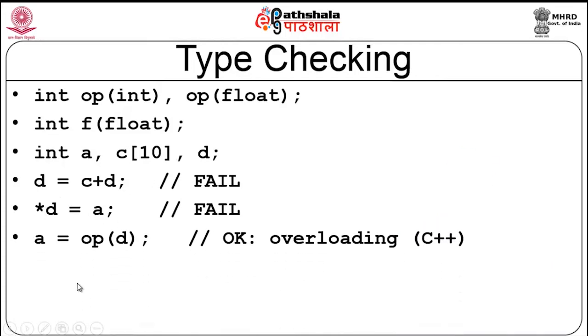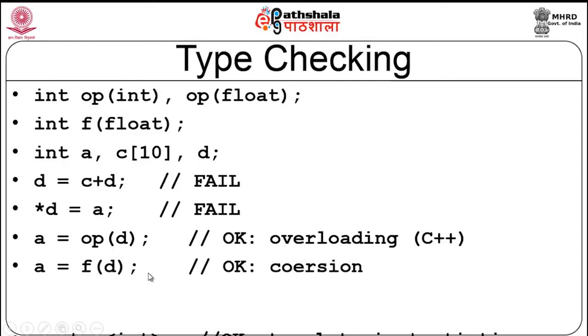The next one is A is equal to operator of D. This is okay because we are looking at overloading. So operator of float is now taking an integer here, which is fine because we are looking at overloading, and that value is assigned to A, which is also fine. And A is equal to f of D. This is called coercion. We will see what it is. It is a type conversion basically.